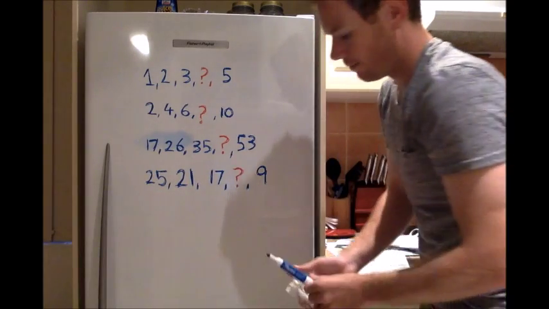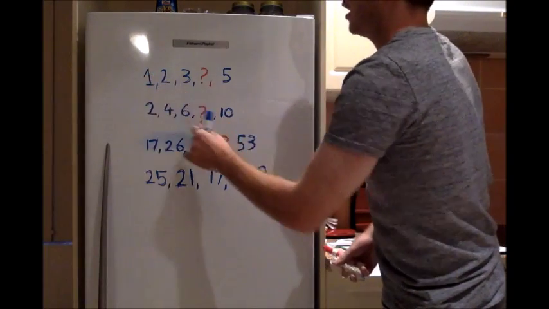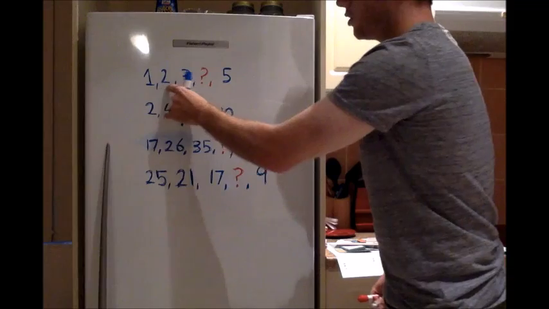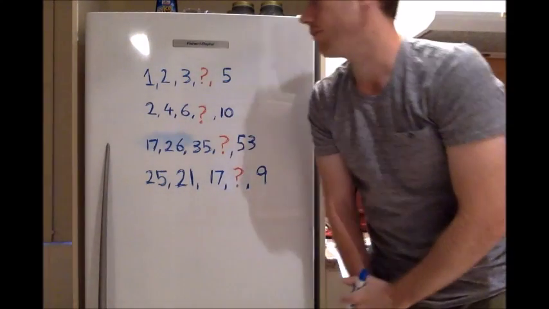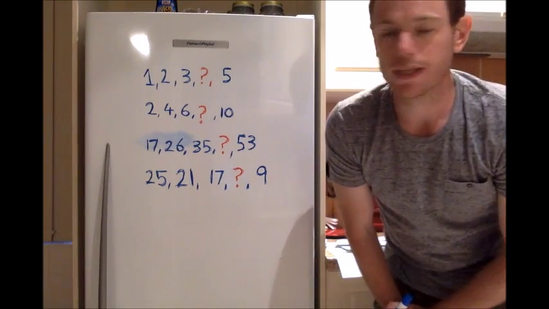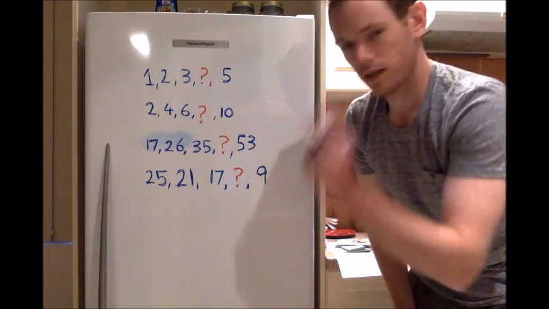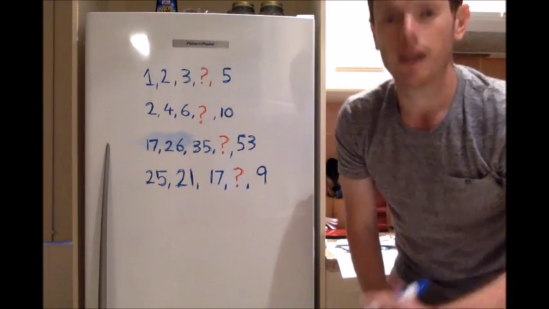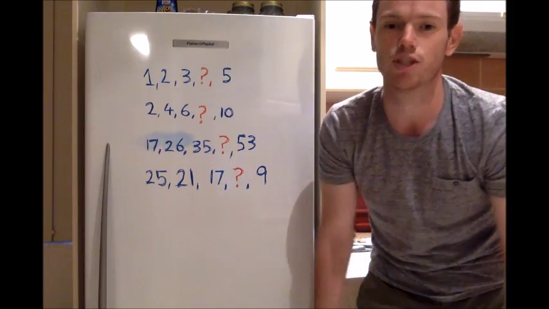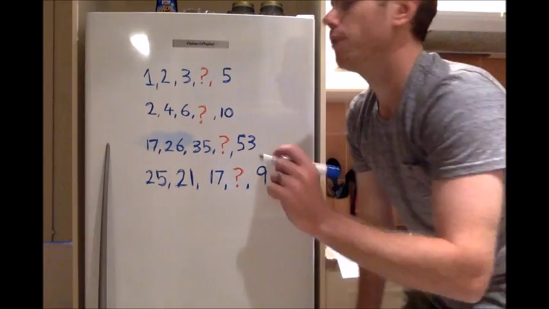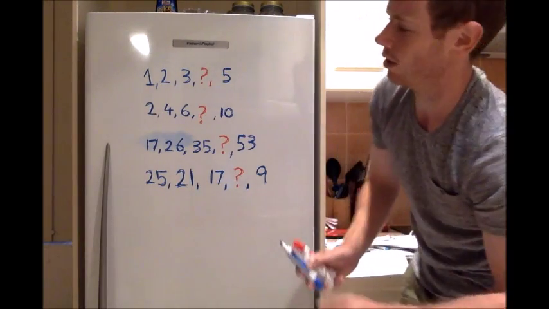Now, looking at our first number pattern up here, we can see we've got 1, 2, 3, our missing number, and then the number 5. And so what we need to do is look at each number and figure out how they change each time. Now, this is a very simple one, and I imagine that already most of you are telling me, Mr. Newman, I know the answer to this. But it's a good way to show you how this works.